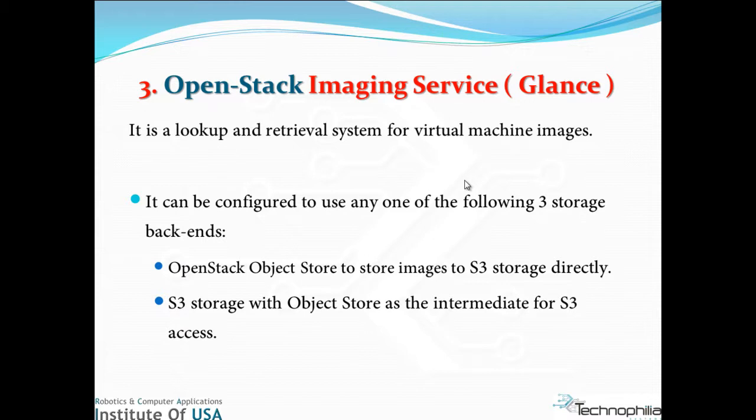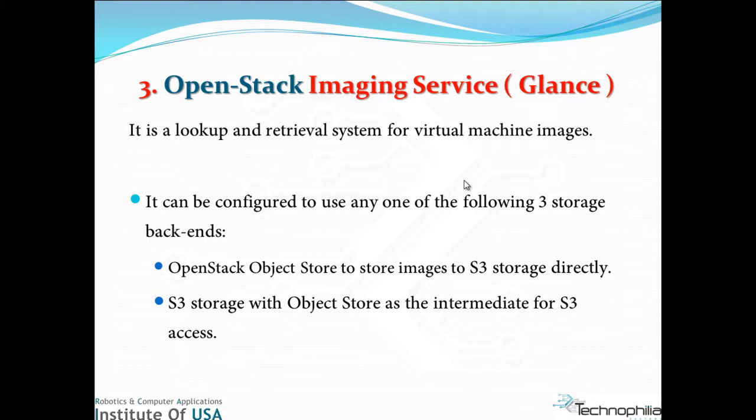The third and last component of the OpenStack hybrid cloud is the OpenStack Imaging Service, or Glance. It is a lookup and retrieval system for virtual machine images. It can be configured to use any one of the following three storage backends. How these components are interconnected, I will show you just after a few slides.